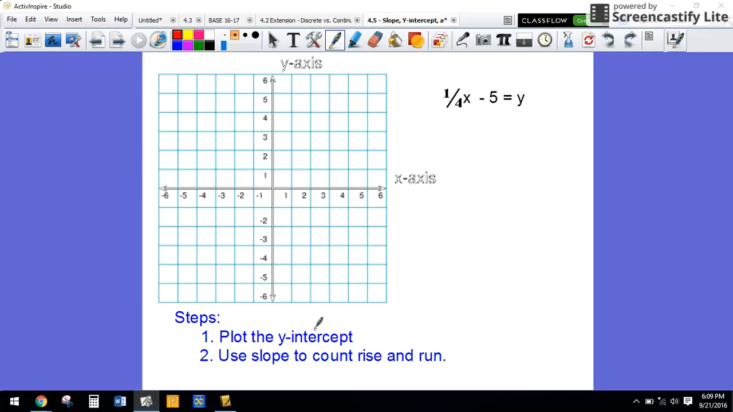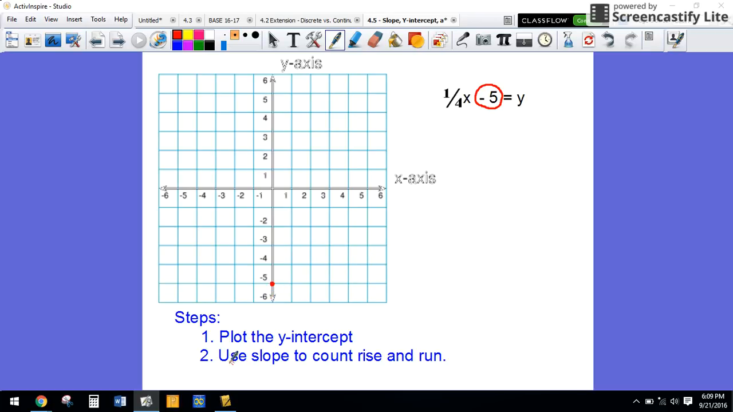The first thing we're going to do is plot our y-intercept. So I see here that my intercept is -5, because I have to pay attention to that subtraction sign there. So the first thing I do is I come over and I plot a point at -5 on the y-axis, because it's our y-intercept where it crosses the y-axis.